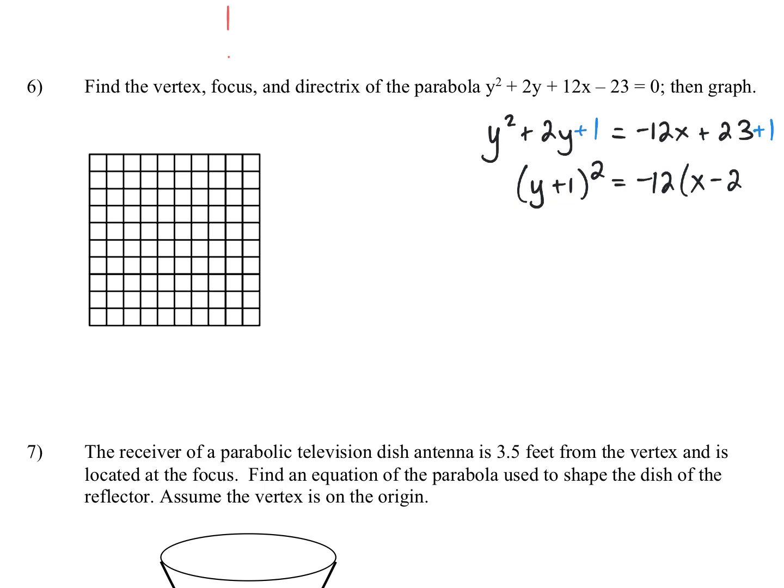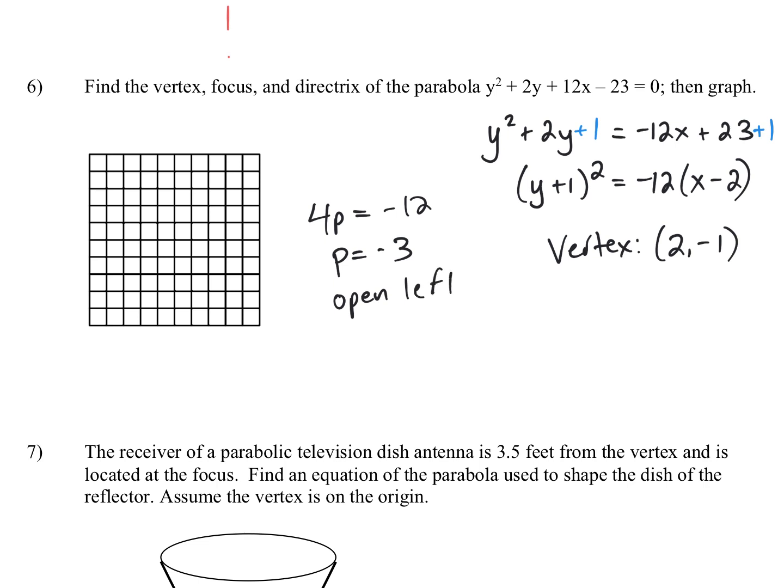We can tell for this graph, we should have, I say center here, I meant vertex. We have a vertex at the point 2, -1. We know that 4p is the same as -12, so p is going to be -3. Because our y squared is our quadratic term, we are going to open left and right, and with a p-value that's negative, we know that we open left. And I think that might be all we need.